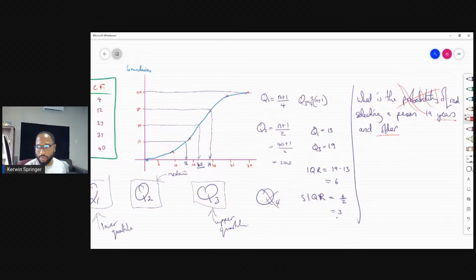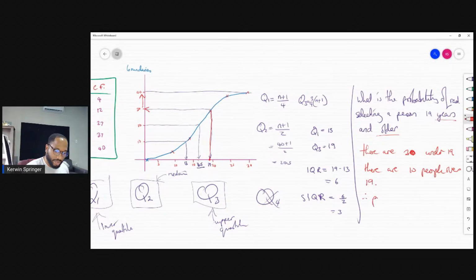So if they ask you for the probability of selecting a person 19 years and older, you need to find how many people are 19 years and older. So you come on 19, you go straight up, and you come straight across and you get 30, right? And you realize there are 30 people under 19. So how many people are over 19? 10. There are 10 people, ignoring 19, over 19.